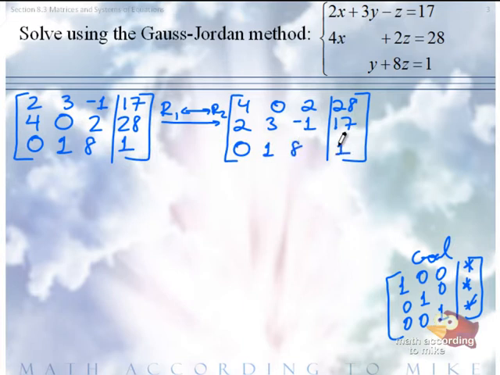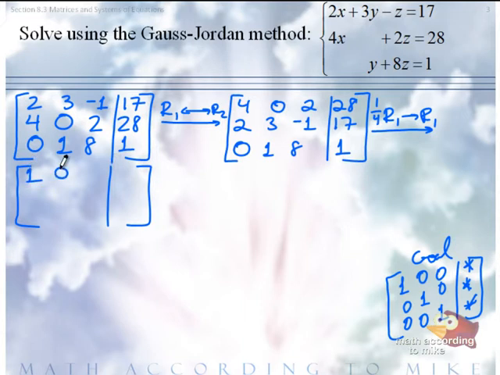We need to make a 1 where the 4 is at, which we do by multiplying the first row by 1/4. So to make 1s, multiply by the reciprocal. What is 1/4 times the first row? Yep. Good.